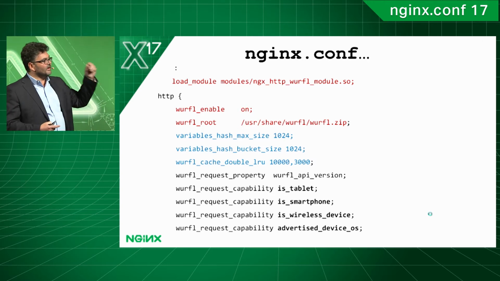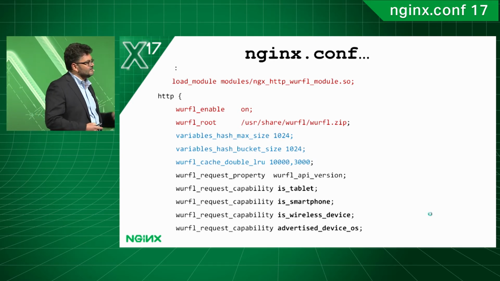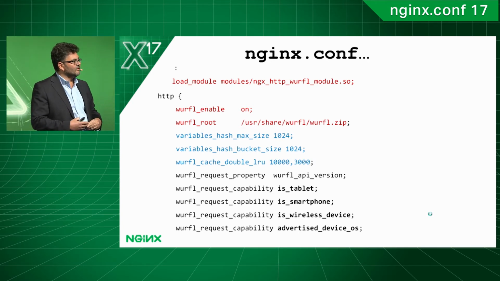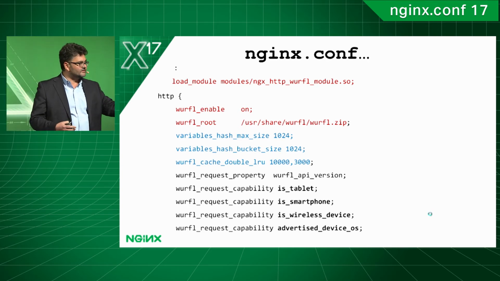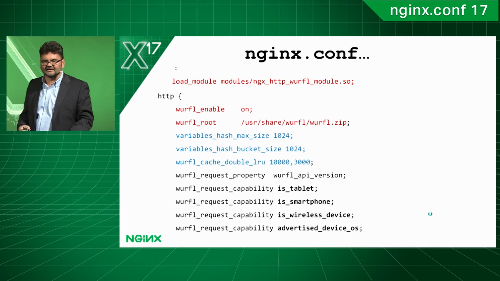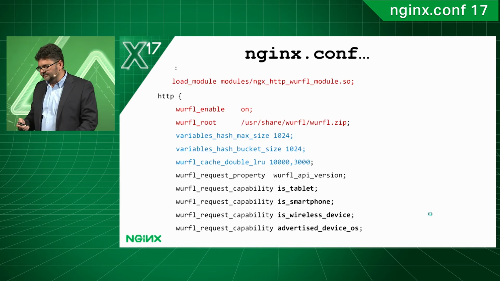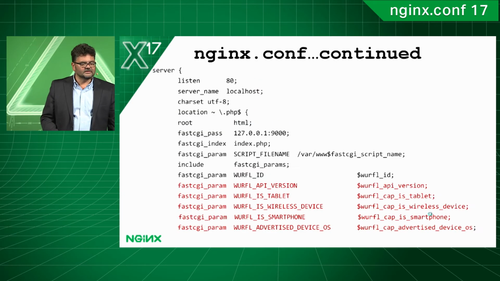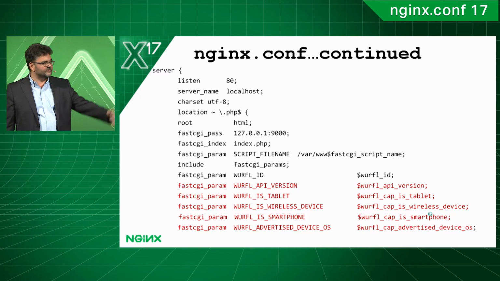The really relevant part is the red part, the black lines, where I just tell WURFL, okay, give me the value of this property. Is the user agent, is this client a tablet? Is it a smartphone? Is it a mobile device? What operating system is it running? And once I have those properties, I can just do the integration with FastCGI.